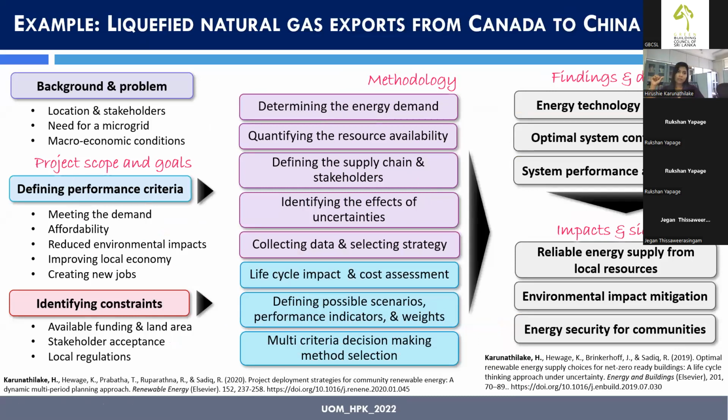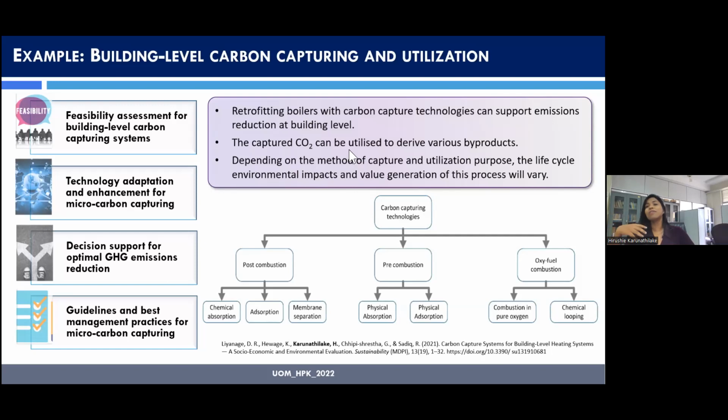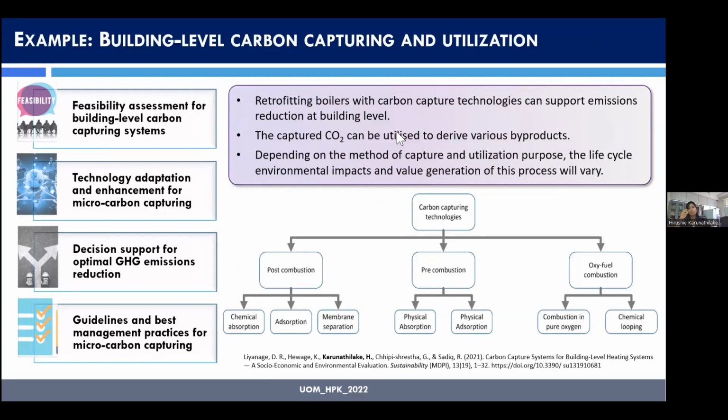Another example, it's a building level example, is carbon capturing and utilization. Now, I think I mentioned that we can use carbon capturing and utilization to capture the carbon dioxide emissions in flue gas or in the emissions of power plants. Again, the amount of the captured carbon dioxide, the efficiency of capturing, and the embodied impacts and the environmental impacts can depend on the type of technology used and the efficiency of the process and so on.